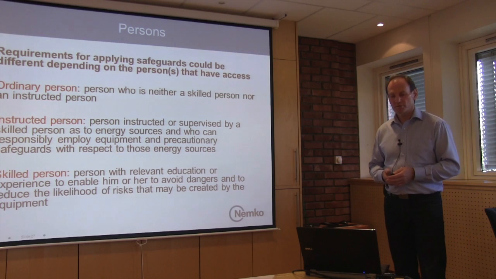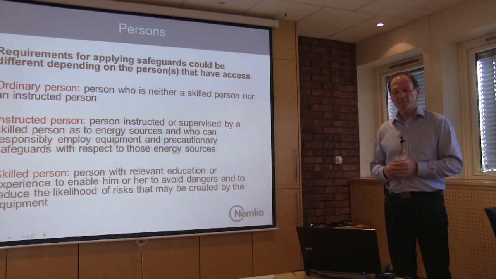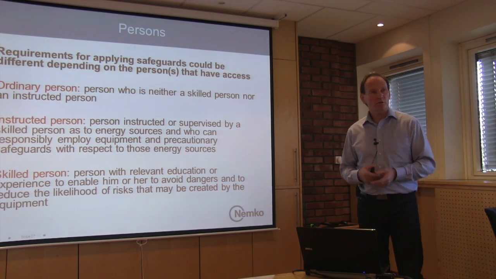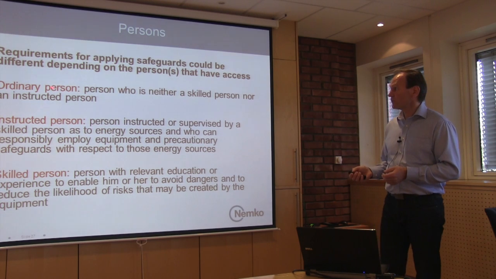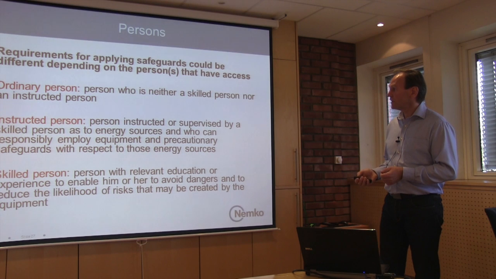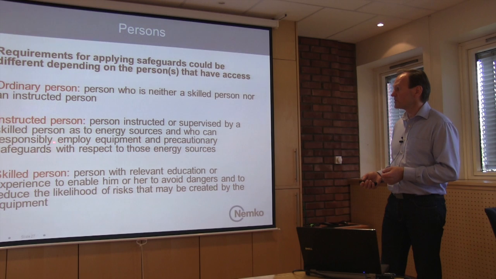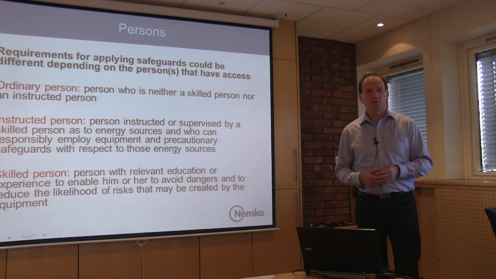And then we come to persons. Requirements for applying safeguards could be different depending on the persons that have access. Then you have the ordinary person, instructed person, and skilled person. Ordinary person is, of course, easy to understand. An instructed person is a person instructed or supervised by the skilled person as to energy sources and who can responsibly employ equipment and precautionary safeguards with respect to those energy sources. And the skilled person is what we know today.